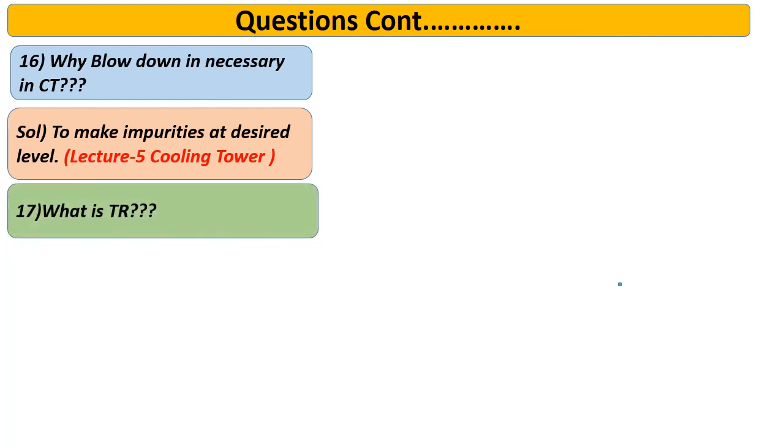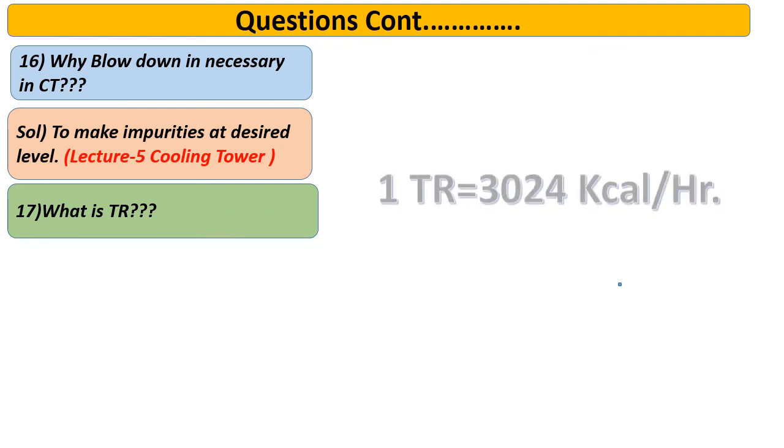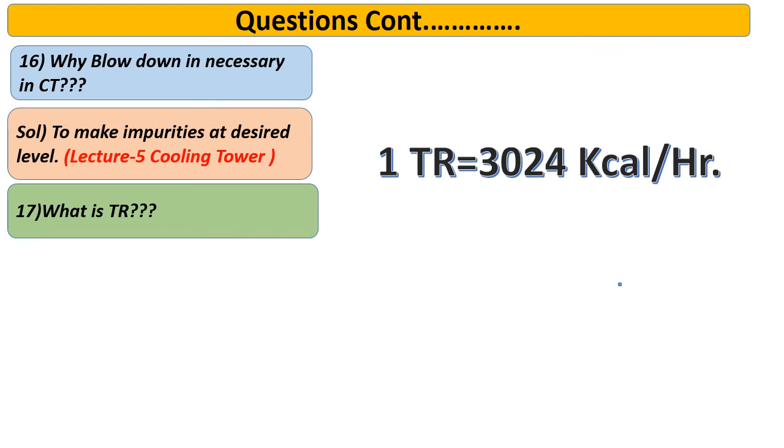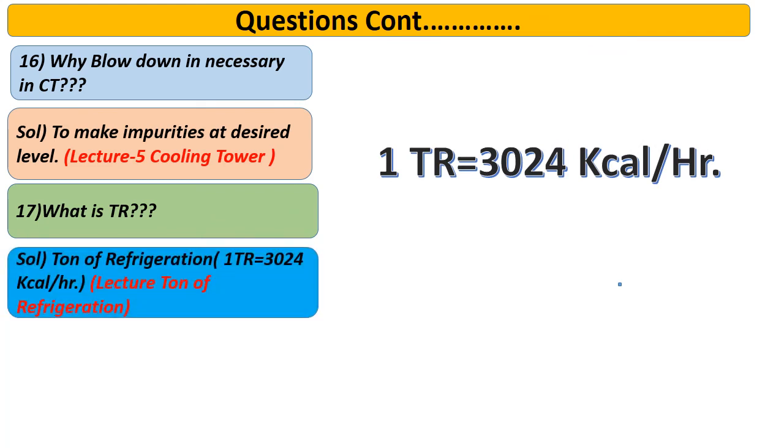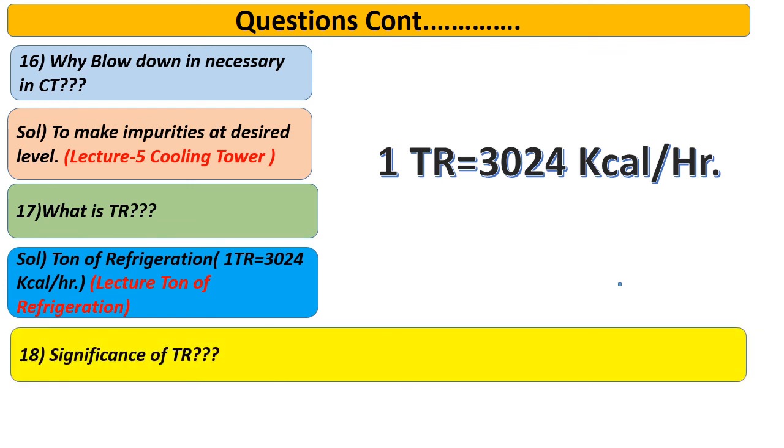Next is, what is TR? Friends, TR is basically ton of refrigeration. It tells us about the heat removal capacity of a cooling tower. 1 TR is basically 3024 kilocalorie per hour. I have described this in a detailed way in my lecture on ton of refrigeration.